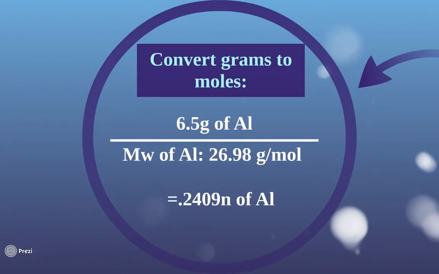In order to convert grams to moles, you must divide the mass given in grams by the molecular weight of the element. To find the molecular weight, we refer to our periodic table and find out the molecular weight of aluminum is 26.98 grams per mole. Dividing the 6.5 grams given by the molecular weight gives you 0.2409 moles of aluminum.